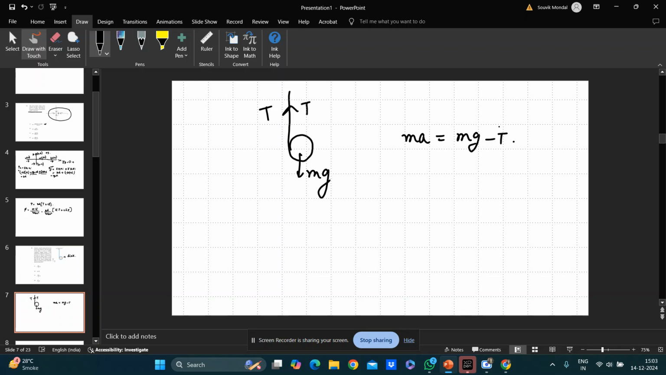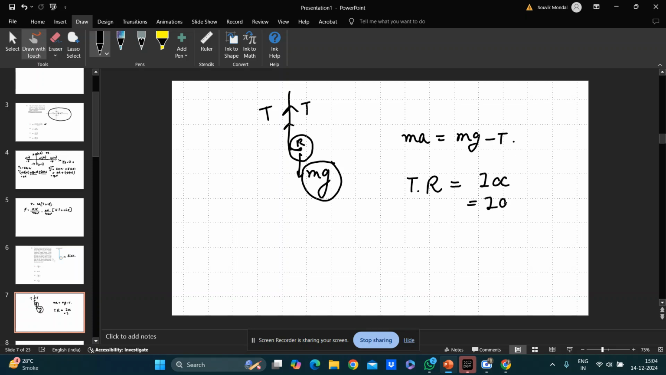Okay, now for pure rolling, we know that torque should be I alpha. Okay, and a is equal to R alpha. So take the torque about the center of mass. This force mg is acting at the center of mass, so it has no contribution toward torque. Only the tension force T has contribution towards the torque. It acts at a distance R from the center of mass. So T into R is equal to I into alpha. Alpha is the angular acceleration and I is moment of inertia.